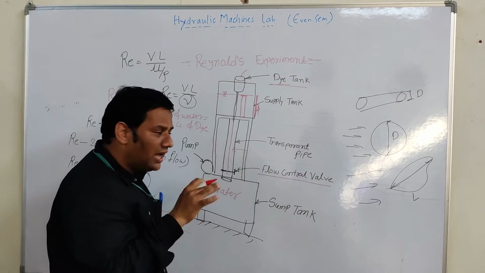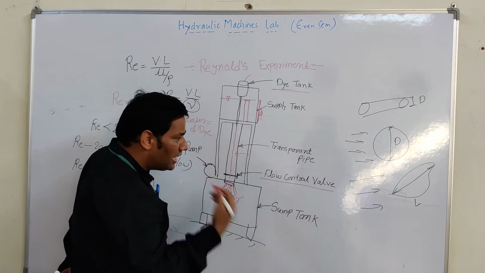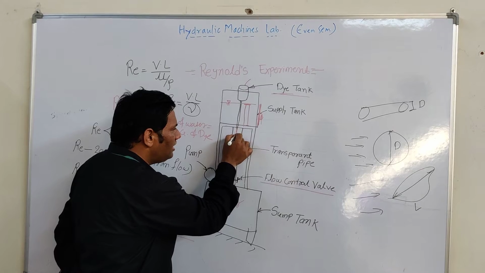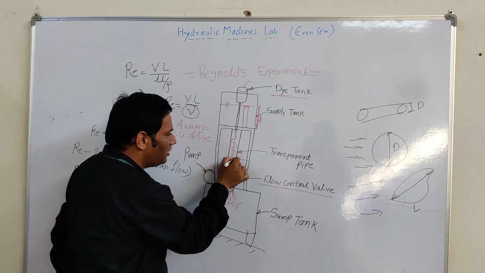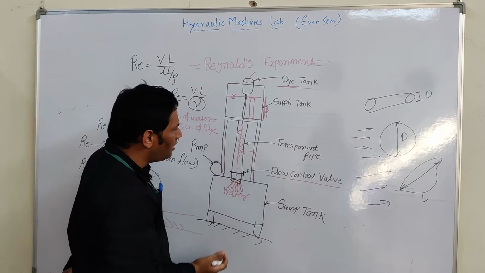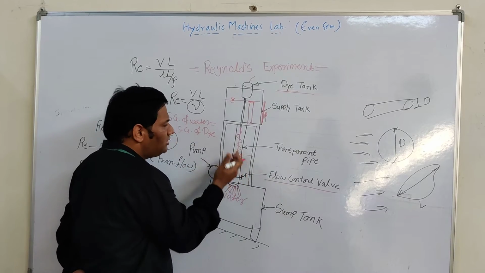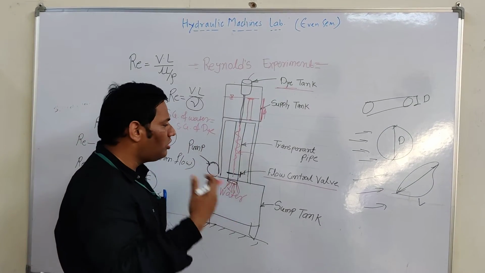Clear? Then if the velocity of flow is more, in that case, this dye moves just like this, exactly. During performance, we will observe all these things. So this is our transparent pipe, which is used for just watching whether the flow is laminar, turbulent, or transition.